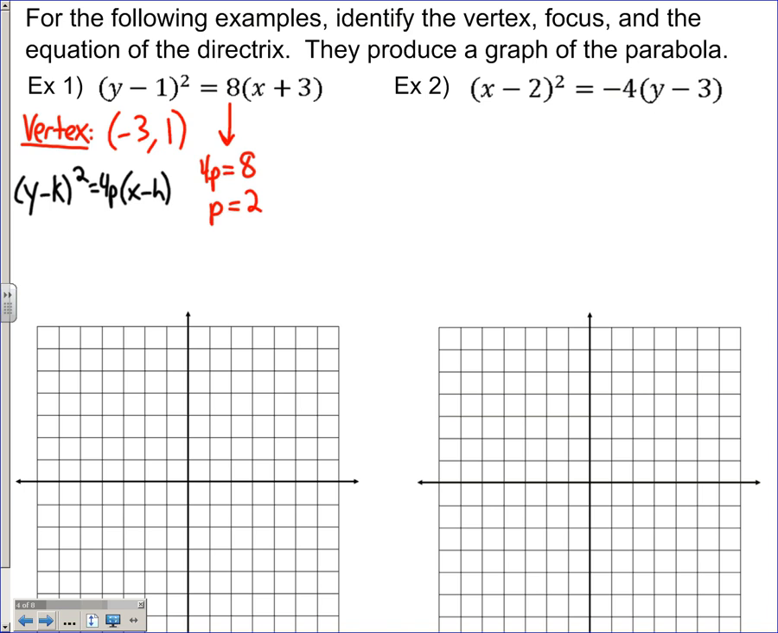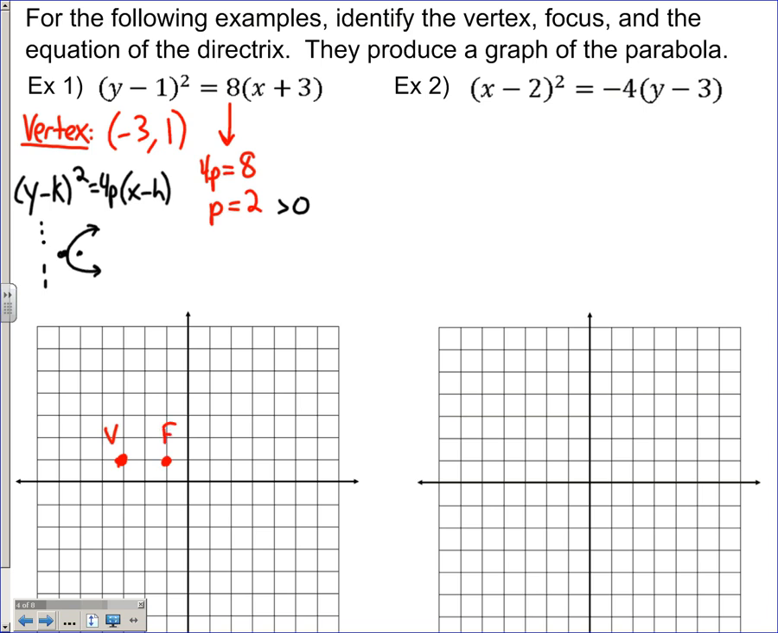So next I'm going to plot the vertex. Go -3, 1. And real quick, because we have y squared and our p-value is greater than 0, that's going to look like our first graph, which is opening to the right. So in general, that's the shape we're looking for. So if this is my vertex, I know that my focus is to the right along that axis, a distance of 2, since p is 2.